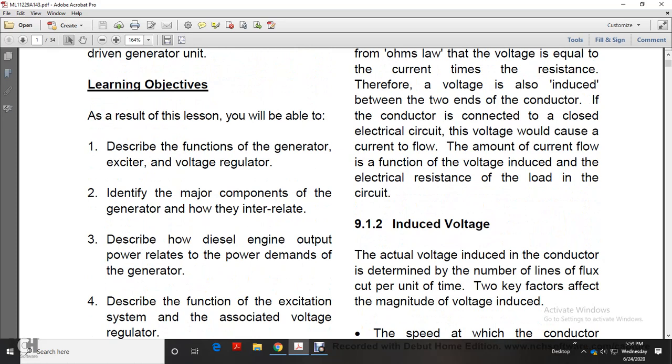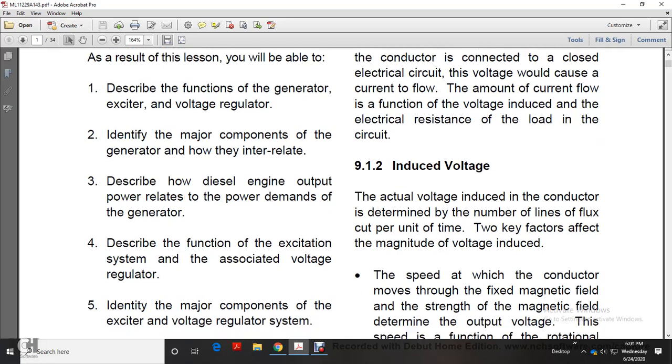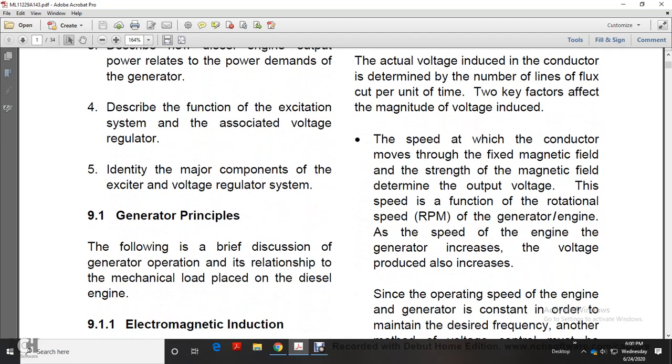Learning objectives. As a result of this lesson, you will be able to describe the functions of the generator exciter and voltage regulator, identify the major components of the generator and how they interrelate, describe how a diesel engine output relates to the power demands of the generator, describe the function of the excitation system associated with the voltage regulator, and identify the major components of the exciter voltage regulator system.